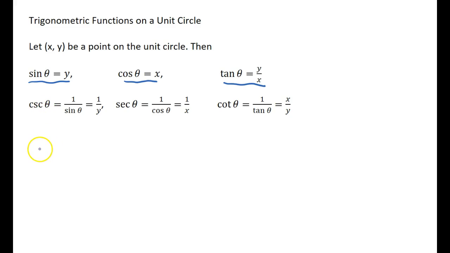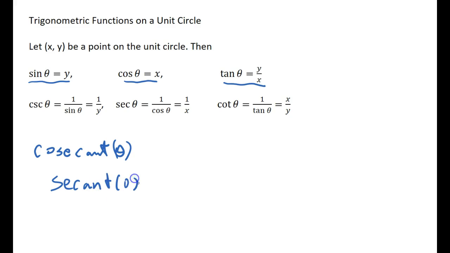Cosecant, it's written C-O-S-E-C-A-N-T. The cosecant of theta is defined to be the reciprocal of sine, so it's 1 over y. And then the secant of theta, S-E-C-A-N-T, the secant of theta is the reciprocal of cosine, so it's 1 over x. And the cotangent of theta is the reciprocal of tangent, so it's x over y. So these are the 6 trig functions.